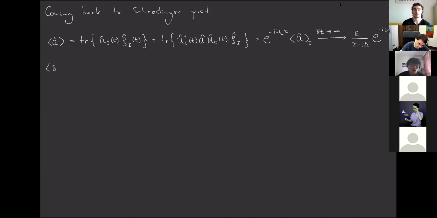Now the same you can do for delta A squared, and you will find e to the minus 2i omega_L t and the same expectation value, but in the intermediate picture, okay? Which essentially means that when gamma t goes to infinity, this goes to 0 as well. And finally, you can do the same for the expectation value of delta A dagger delta A. And in this case, because it's just a phase transformation moving from one picture to the other, it just doesn't change at all, okay?